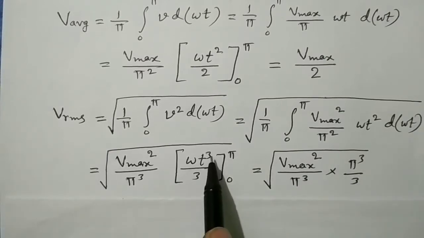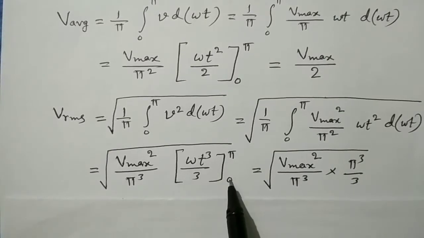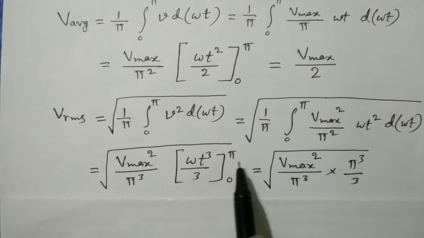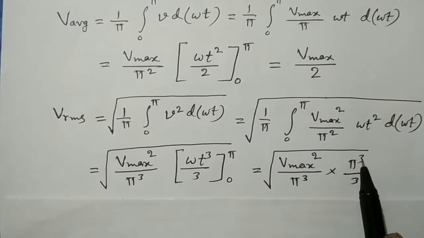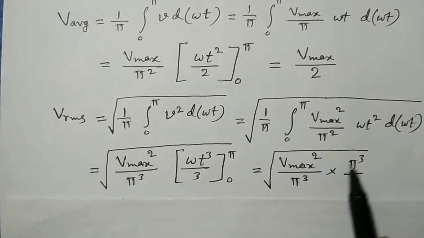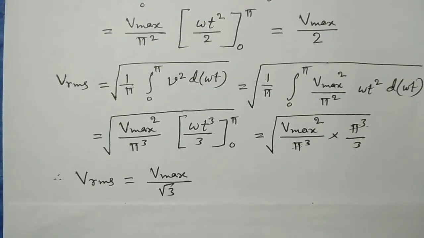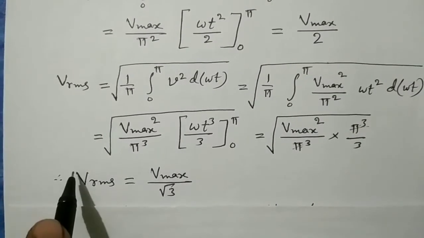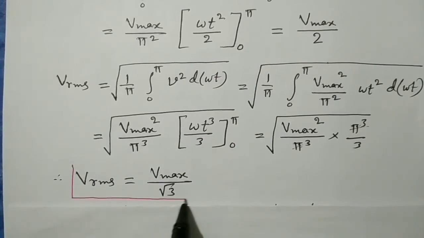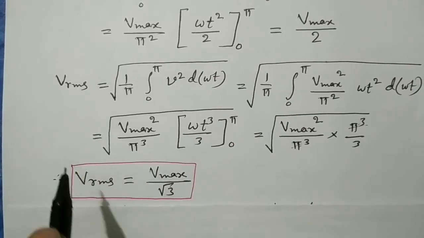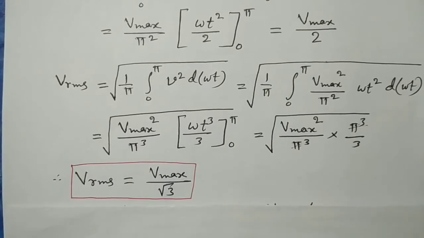So it will be omega t cube upon 3. The range is 0 to pi. Put the range, so you will get pi cube upon 3. So here the pi cube will be cancelled from both sides. So finally it is Vmax square upon 3 and whole square root. So at last the value of the VRMS here will be Vmax upon root 3. So this is our RMS value for this triangular waveform.